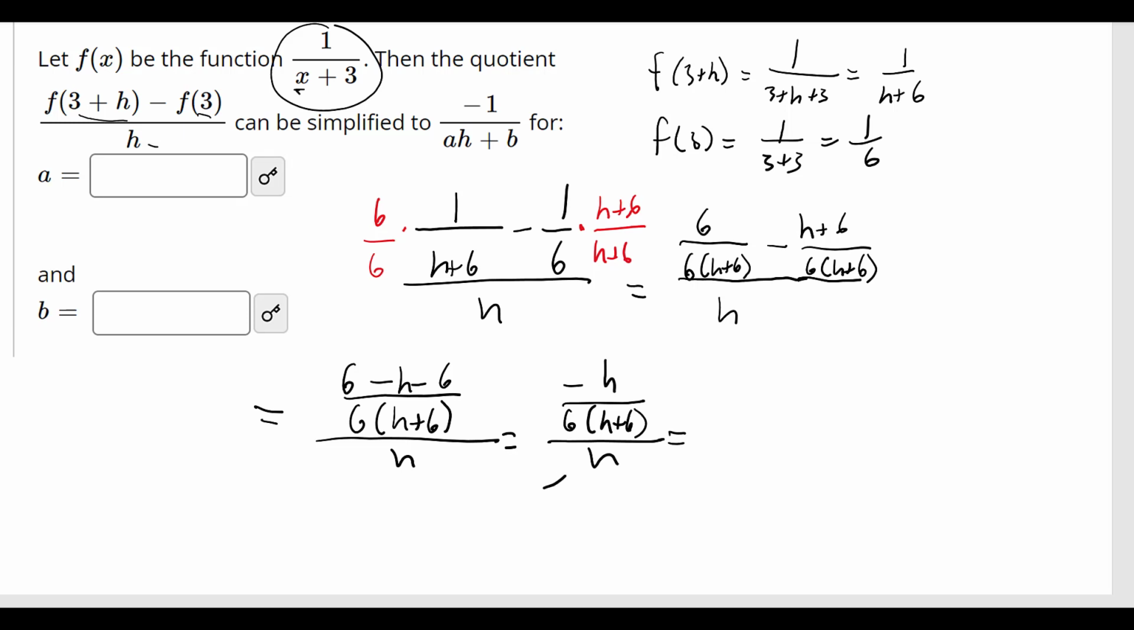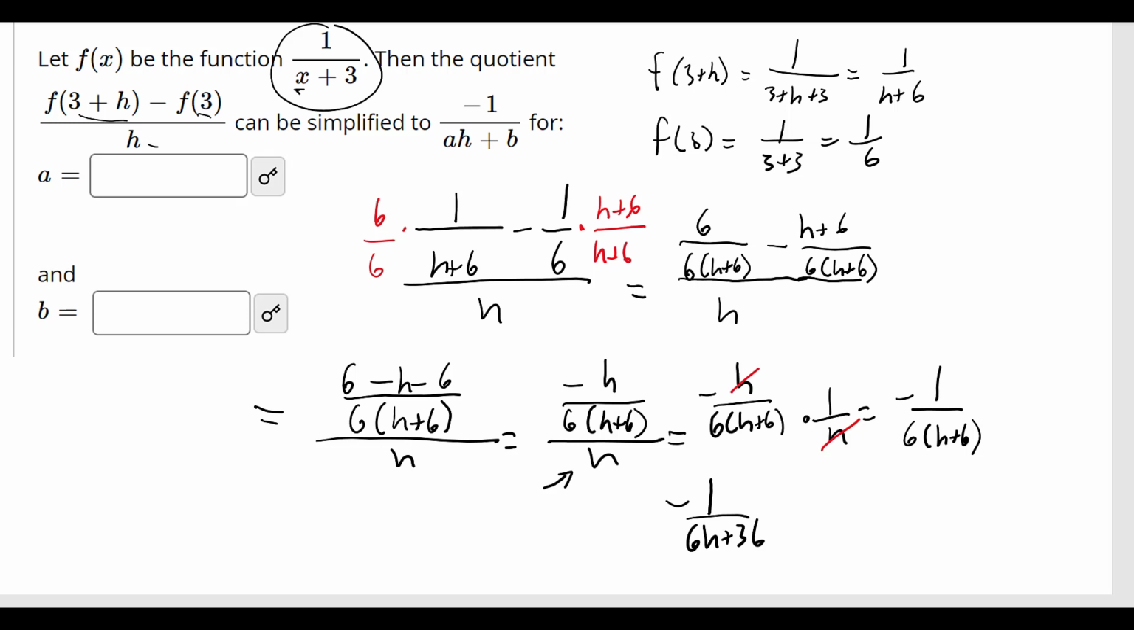Now, you could treat this as negative h over 6 times h plus 6 times 1 over h. And if we do that, the h here and the h there will divide out, and we end up with negative 1 over 6 times h plus 6. Now there's nothing else to cancel, so I will distribute: negative 1 over 6h plus 36. So we're looking for this form here. We have the negative 1. The coefficient to h must be a 6. And the constant b must be a 36. Okay, and that's it.